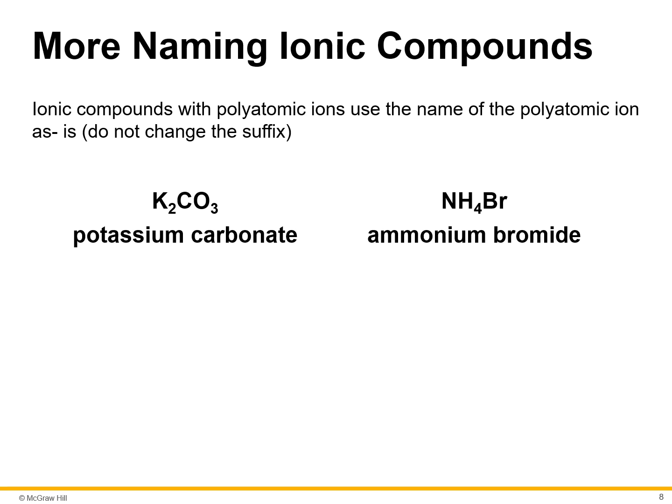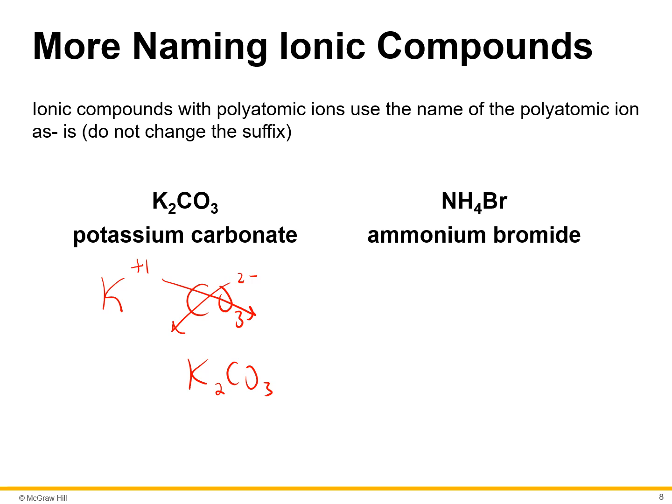A little bit more naming. We've gone over writing the chemical compound, now we're going to name them. Ionic compounds with polyatomic ions stay the same. They do not change the suffix. So this is K. We know it's +1. And carbonate, we know it's -2 from the previous chart. When you crisscross them, you get K2CO3, and you have to add a 2 here because the 2 crosses over.